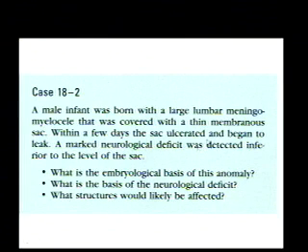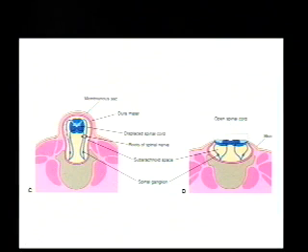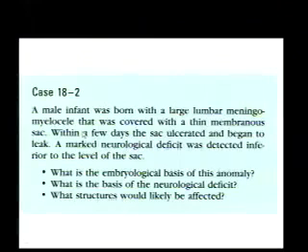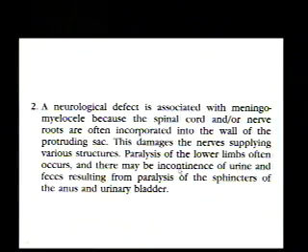We now take a look at a case. This is case 18-2 from our text. A male infant was born with a large lumbar meningomyelocele. So that's this case here in panel C. Covered with a thin membranous sac. Within a few days, the sac ulcerated and began to leak. A marked neurological deficit was detected inferior to the level of the sac. What is the embryological basis of this anomaly? What is the basis of the neurological defect, and what structures would likely be affected?